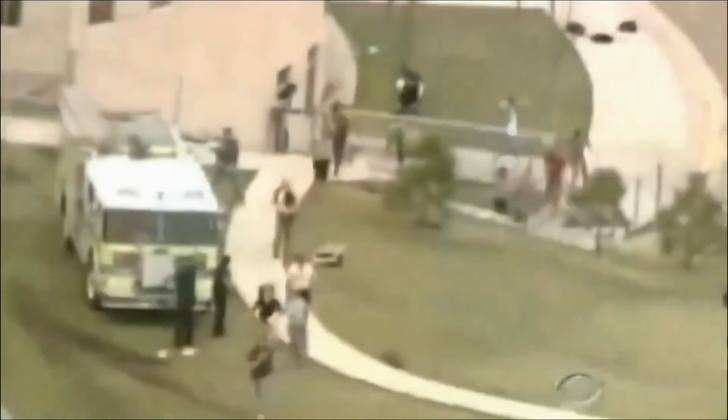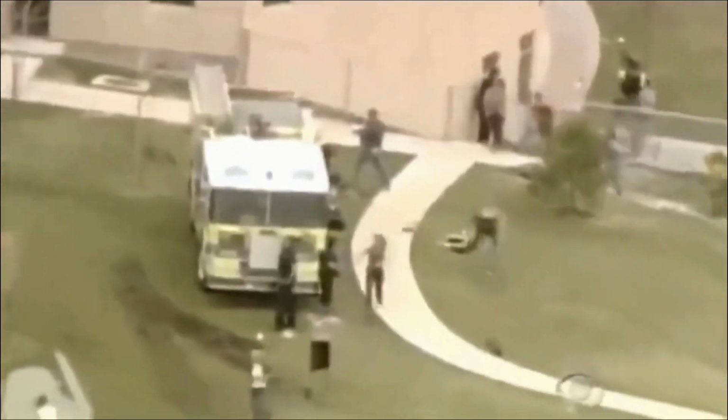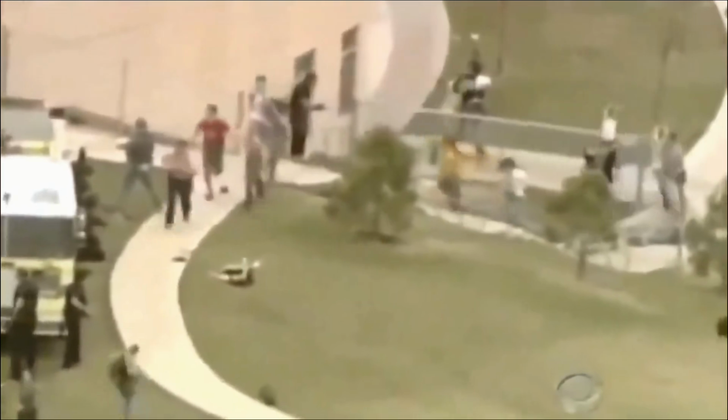Remember seeing scenes like this on your TV. The Columbine shooting is used even to this day as a foundation for gun legislation. Looking at the piece of video that I just showed you, you see the children running around a body that was laying there. That body was supposedly one of the students that was shot that day.